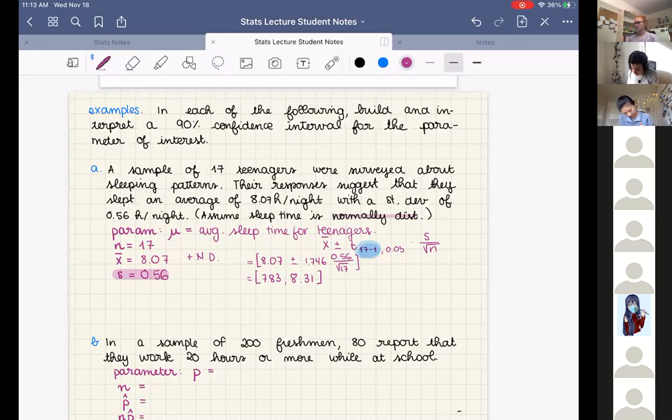Okay, so basically here we're 90% confident that the mean sleep time for teenagers is between these two values, okay? Which again is the same as to say, if I were to, I'll answer your question in a second, Serena.